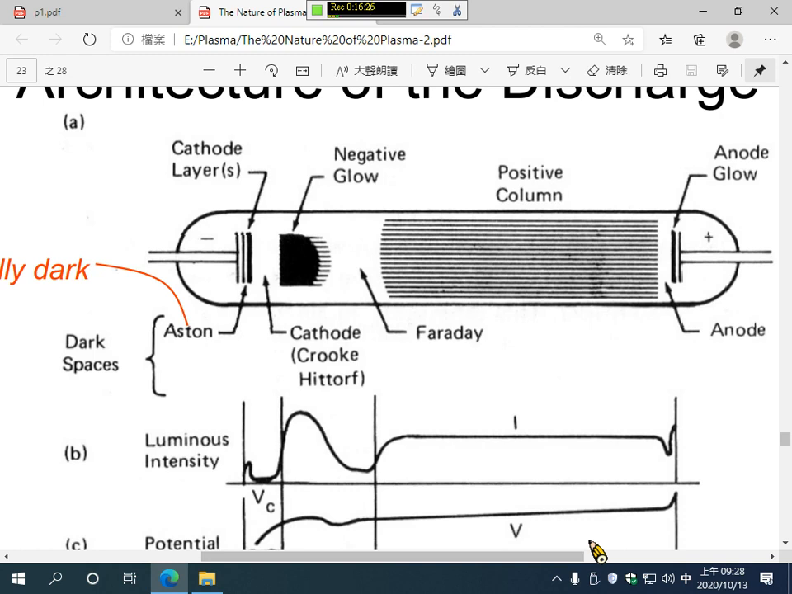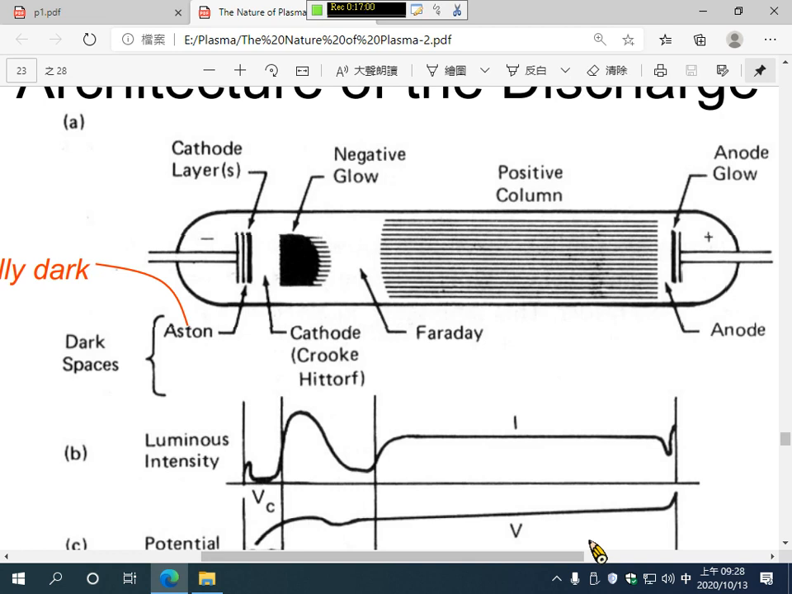So it forms another dark space, which is called the Faraday dark space. In the Faraday dark space, there is almost no collisional process. And in the Crookes dark space, there is also no collisional process. So the collisional processes happen in the glow regions. This part is the negative glow, and then the positive column.